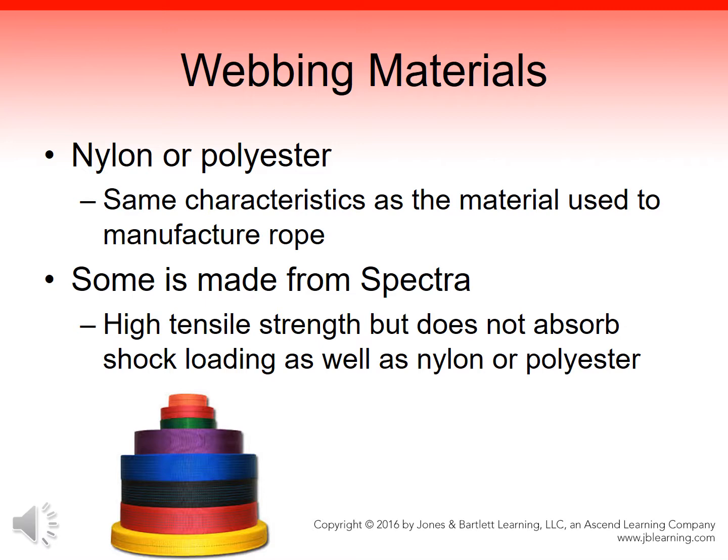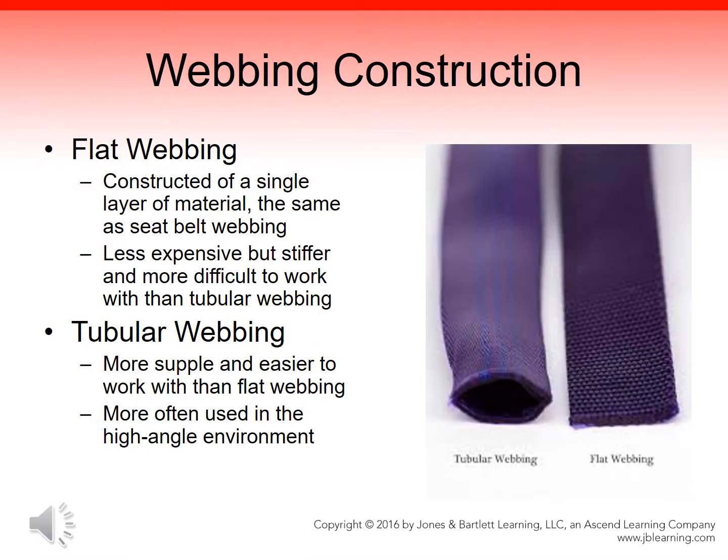Webbing materials. Webbing is made from nylon or polyester. It has the same characteristics as the material used to manufacture rope. Some is made from Spectra, which has a high tensile strength but does not absorb shock loading as well as nylon or polyester. Webbing construction. You have flat webbing and tubular webbing.